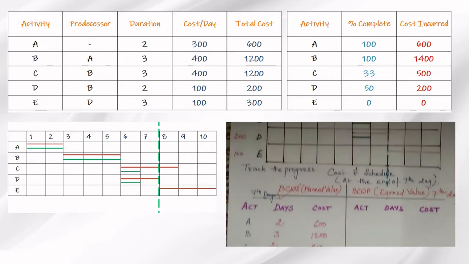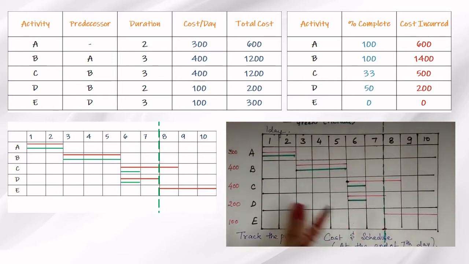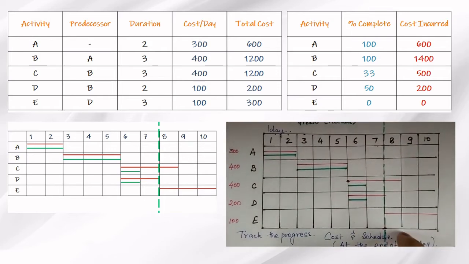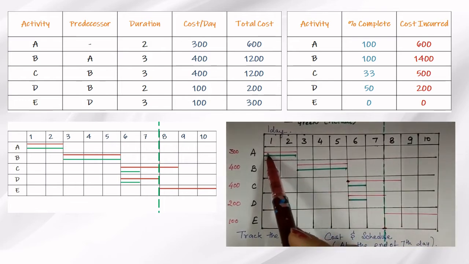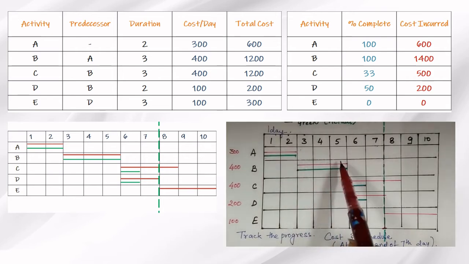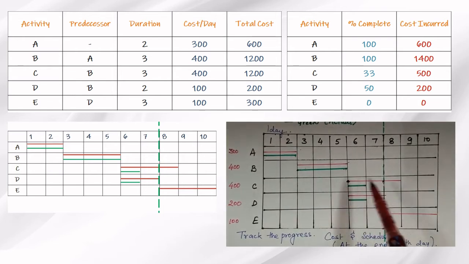So the green lines that I have plotted with the Gantt chart, I need to see how many days have actually been completed. Here it says that A was supposed to be completed in 2 days, and it is completing 2 days. B was supposed to be completed in 3 days, and it is completing 3 days. But here you can see that C was supposed to complete 2 days, but I am only completing 1 day. Here D was supposed to complete 2 days and I am covering only 1 day.